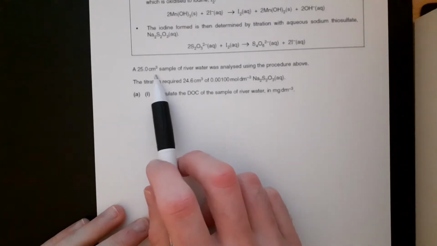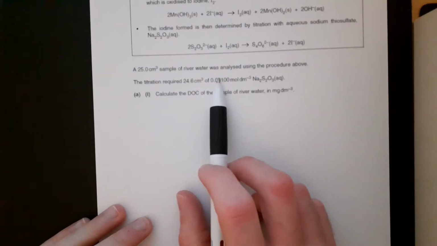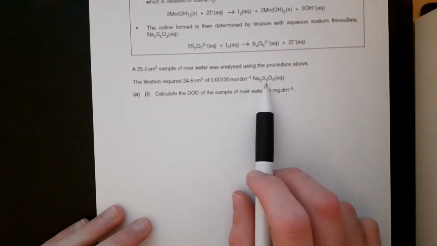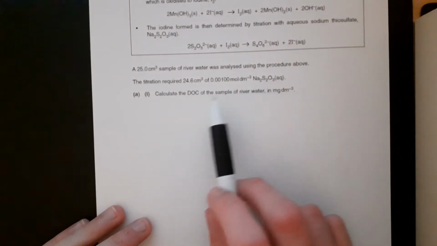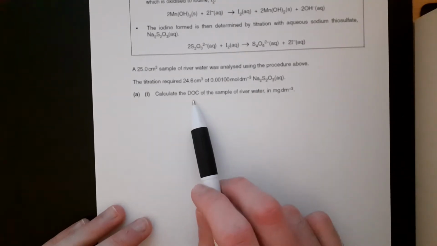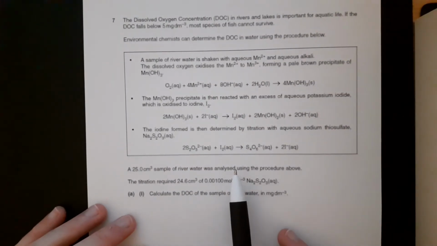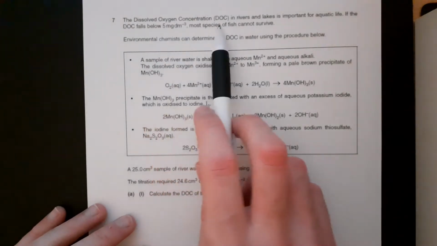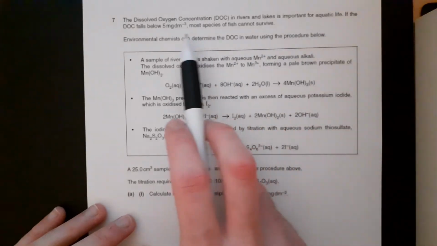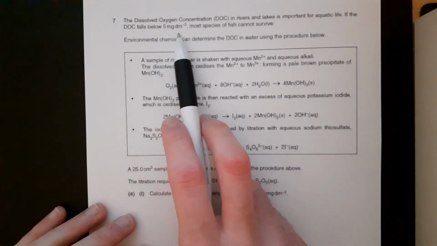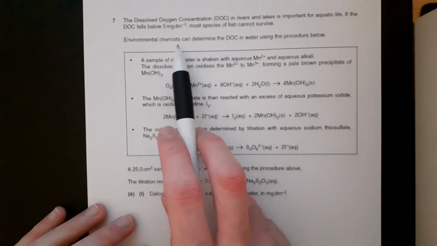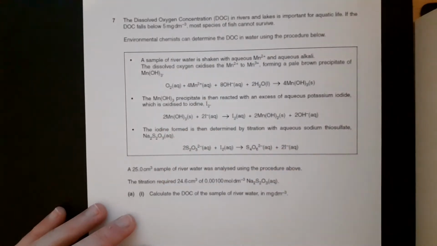So it says a 25 centimeter cubed sample of river water was analysed using the procedure. Titration required this amount of thiosulfate. Calculate the DOC of the sample of river water. We do actually need to read this, it looks like. So the DOC is the dissolved oxygen concentration. It's important for aquatic life. If it falls below 5 milligrams per decimeter cubed, most species of fish cannot survive. We can determine the DOC in water using the procedure below.